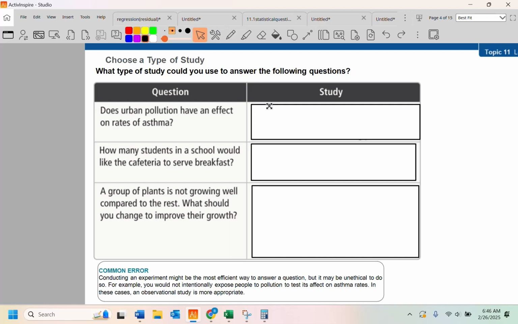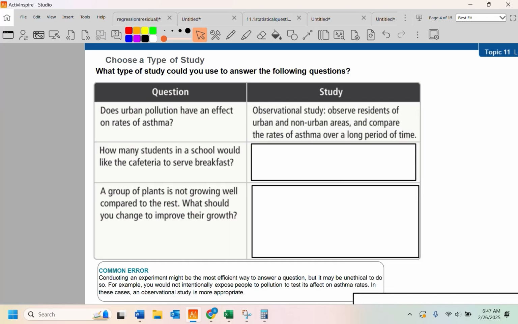You wouldn't have people come in and let them breathe ozone, now would you? You wouldn't let them breathe contaminants. You wouldn't purposely try to poison somebody. So what you would do is you would observe data from different areas of the country, maybe a rural area versus an urban area, and you would make a correlation from that. So this would definitely be an observational study. Nobody would have any idea they're being monitored either.